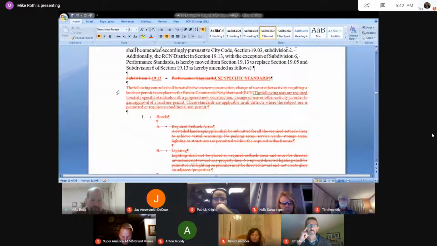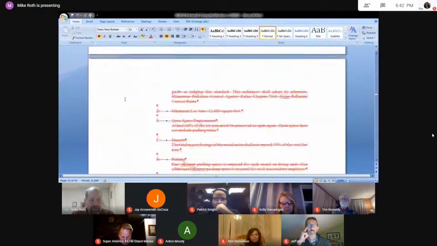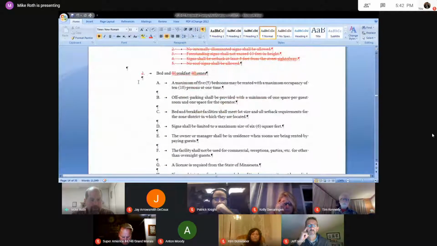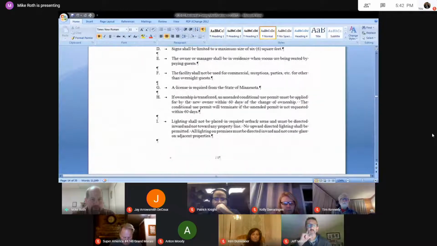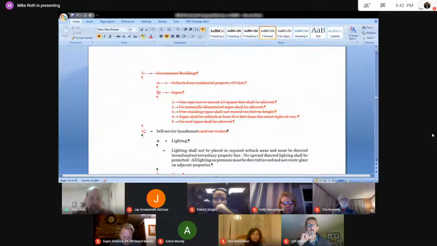And sometimes they're moved around a little bit. So these hotel and motel standards are all being deleted here. We'll see them again, though. So the first use specific standard we have is just a typographical change on bed and breakfast homes, but you can see none of the language about bed and breakfast is being changed. Government building use specific standards is getting moved out of here.